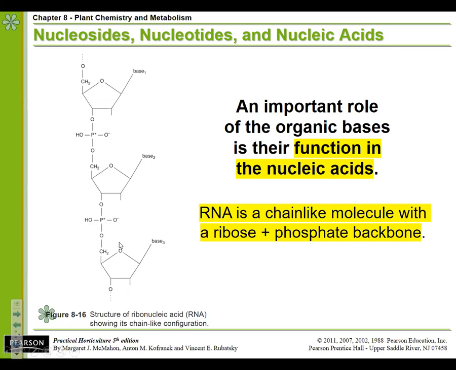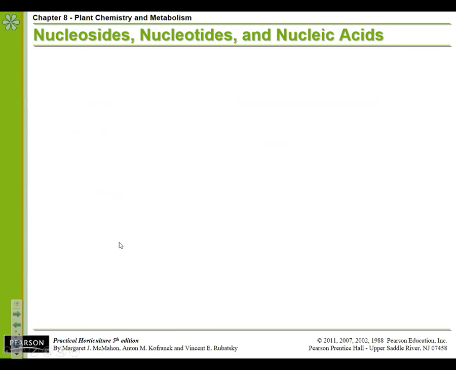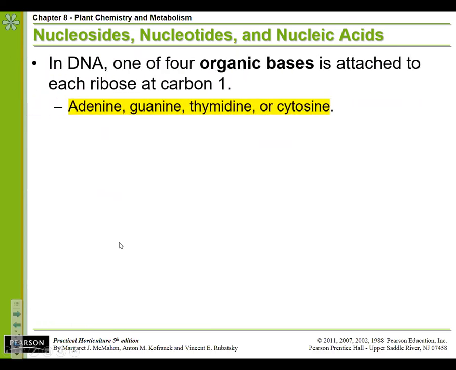And RNA is extremely important as a nucleic acid because it is involved in the translation of DNA. So in DNA, deoxyribonucleic acid, we have one of 4 organic bases attached to each ribose molecule at that first carbon location. And these 4 organic bases are the A, G, T, and C, as you may remember from biology classes: adenine, guanine, thymidine, and cytosine.